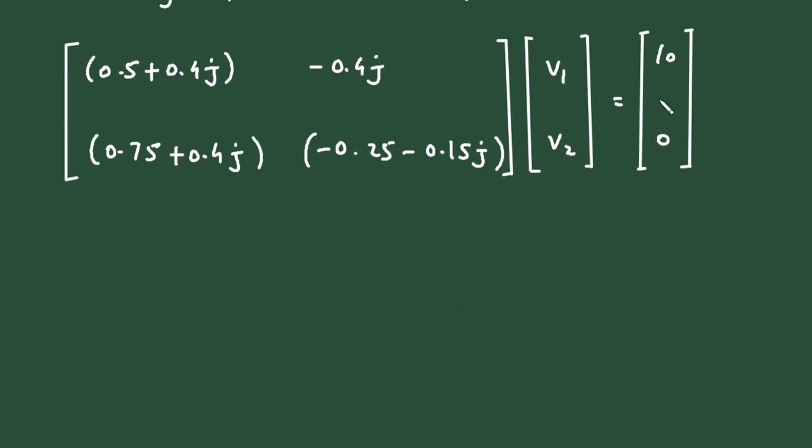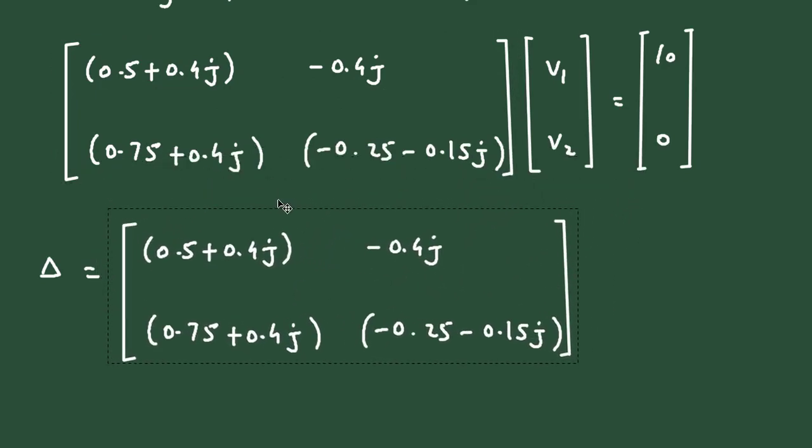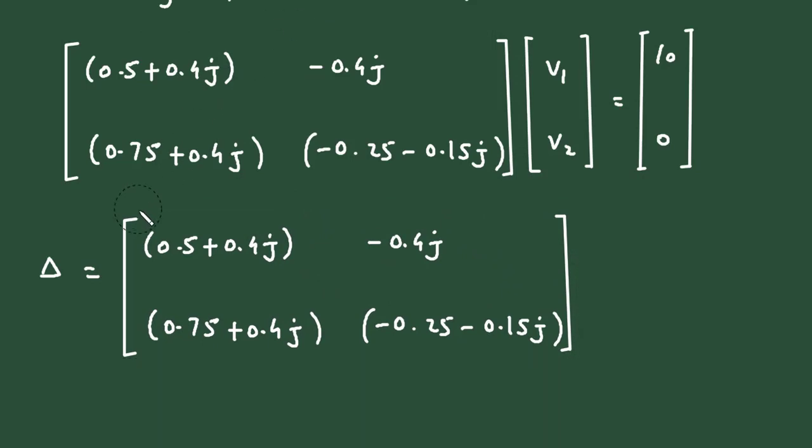Now let's solve this and get the value of V1 and V2. For this we need the value of delta first. So for delta, we have to take the determinant of this. Let's copy it from here and get the value of the determinant. So determinant means it will be like this.